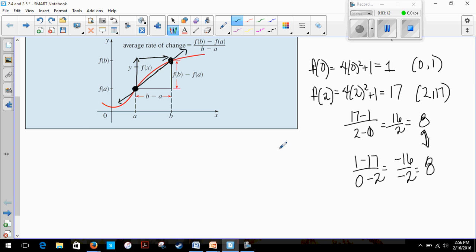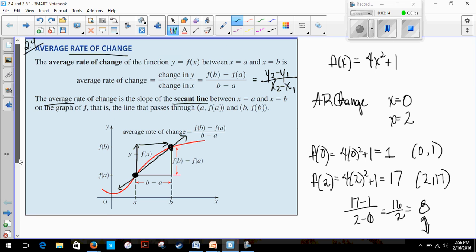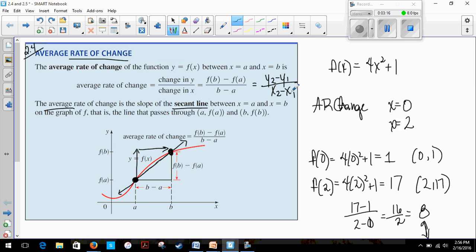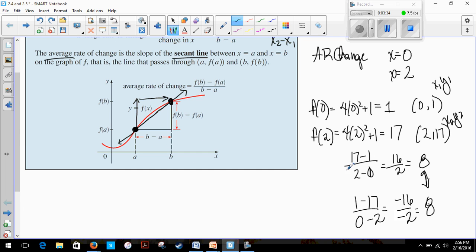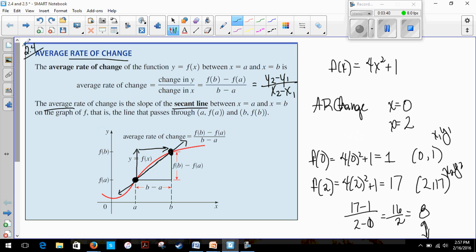And so who gets to be a and who gets to be b, or who gets to be x sub 1 and who gets to be x sub 2, does not matter. What matters is if this is x sub 1, then he's got to be y sub 1. So if he's x sub 2, he's got to be y sub 2. These subscripts have to match, so that way you can keep the order the same in each one. But it doesn't matter who gets to be the first point or the second point. And that was really all that 2.4 talked about.